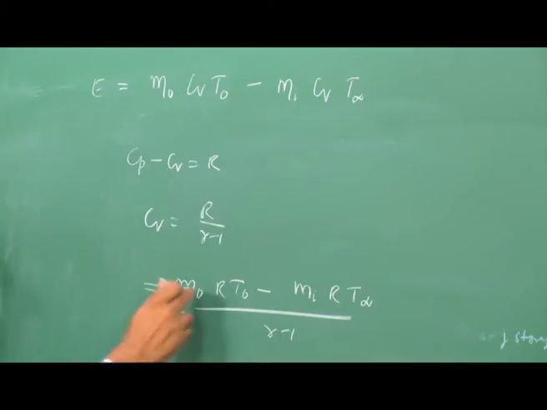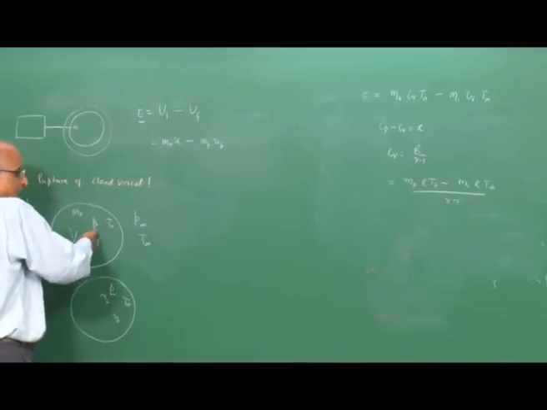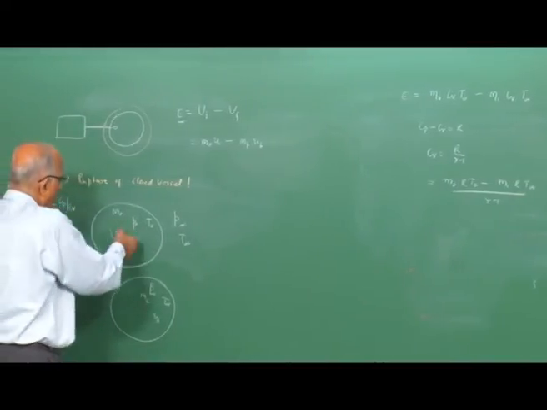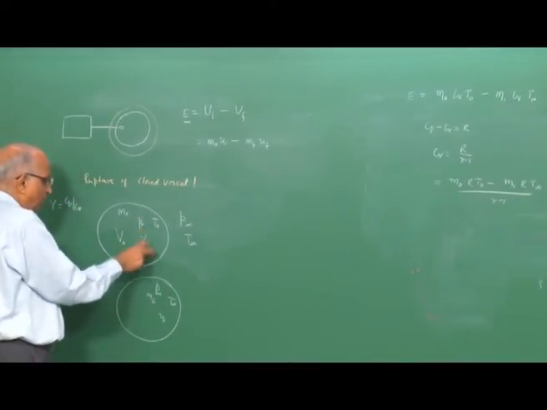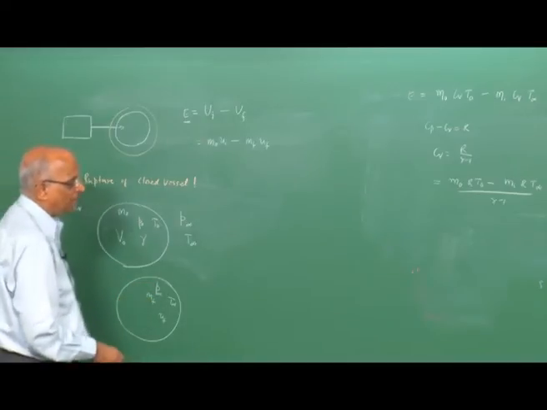Here the assumption made is that gamma for the gases over here and gamma for the gases here is the same, which need not be so. A high temperature gas has a lower value of gamma, as we shall shortly see.